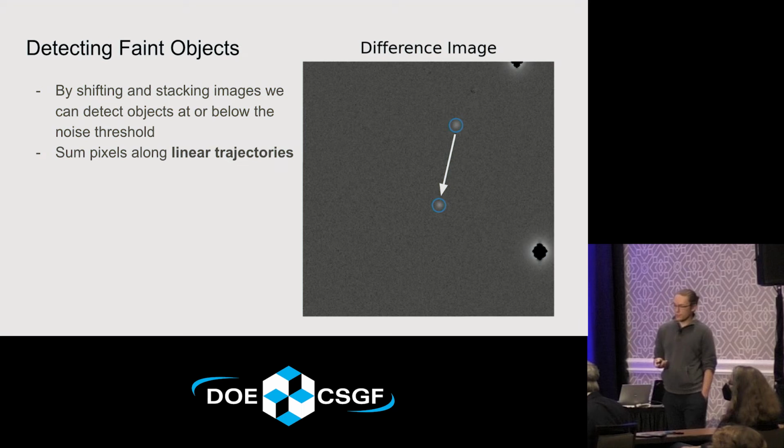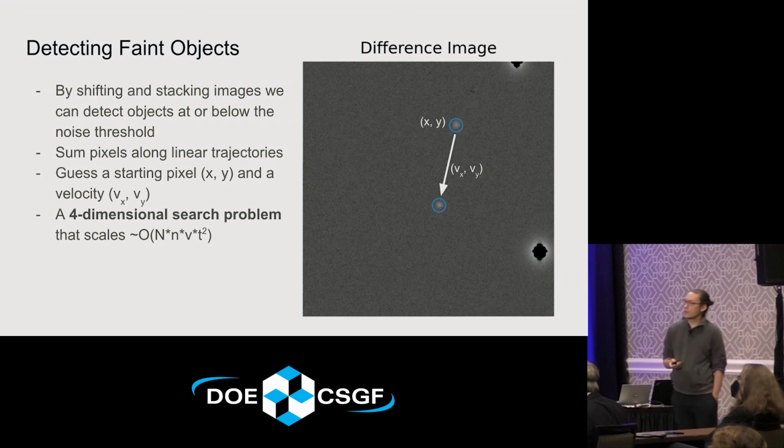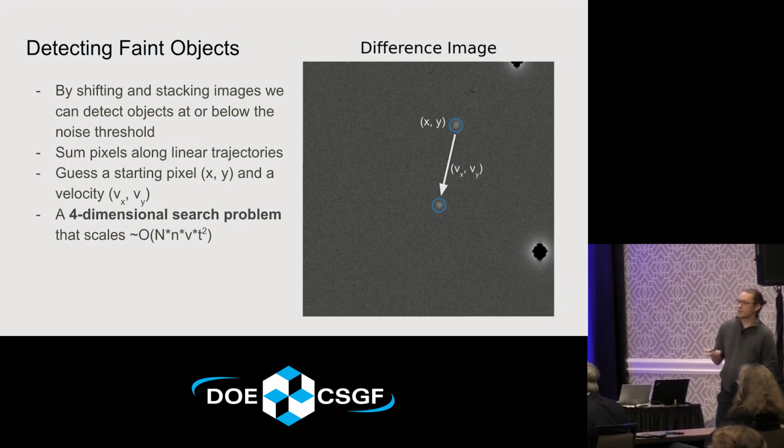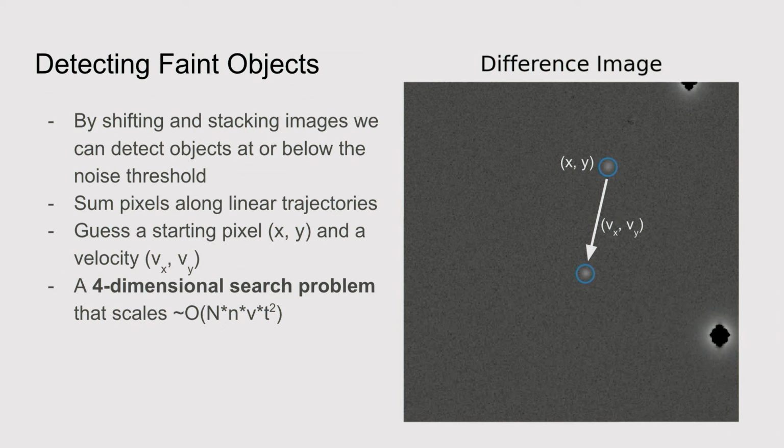The way we do this is we sum pixels along linear trajectories. And this is the image of 2004 FE12. You can see it moves in time on a linear trajectory. And if we want to do a blind search for faint objects, all we have to do is guess a starting pixel x, y and a velocity Vx, Vy, and then do a full four-dimensional grid search to find objects.